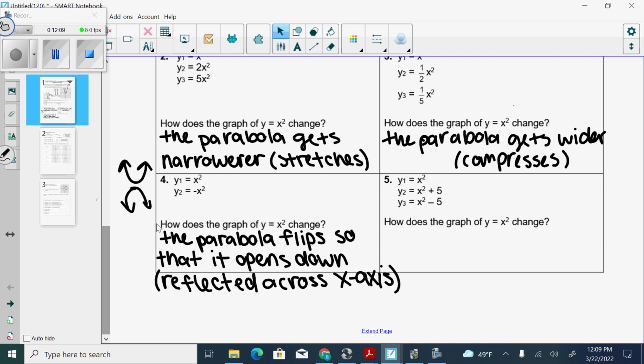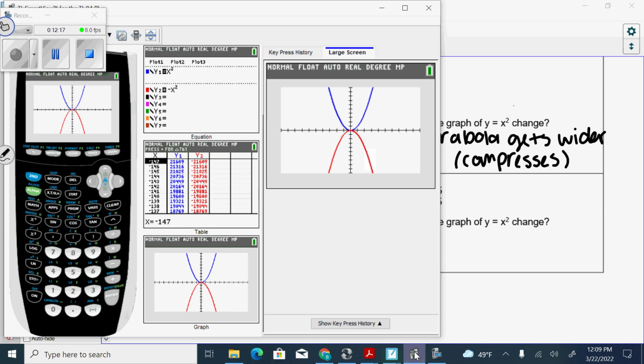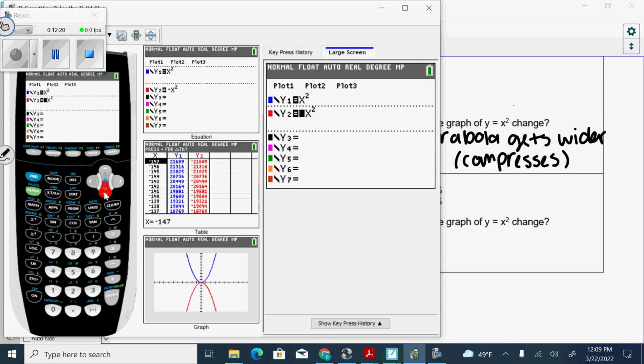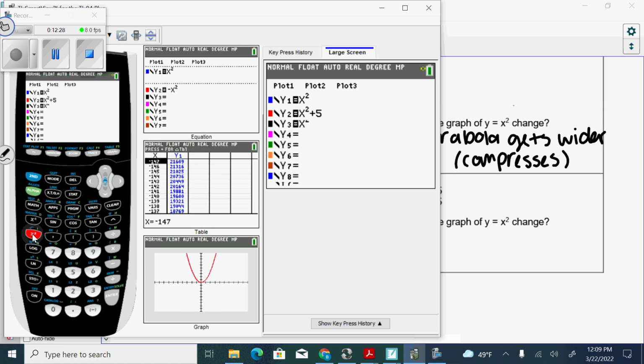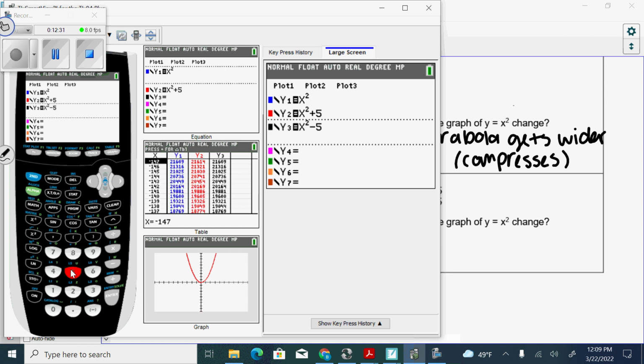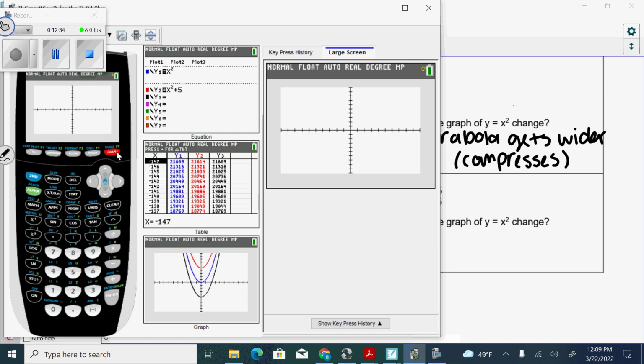All right, and then we got one more. This last one has us changing our y2 and y3 numbers at the end of the equation. So in y1, I leave it the same. In y2, I should have x squared plus 5. And in y3, put in x squared minus 5. I hit graph. The one in blue is my regular x squared. The one in red is my x squared plus 5. And the one in black is my x squared minus 5.